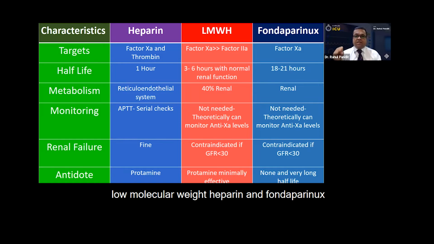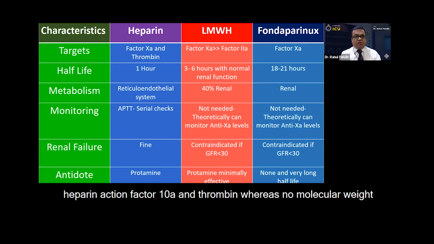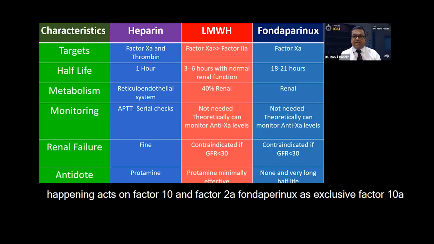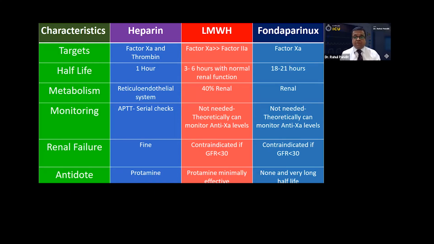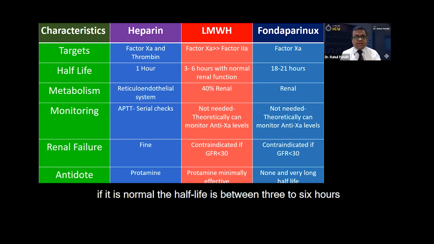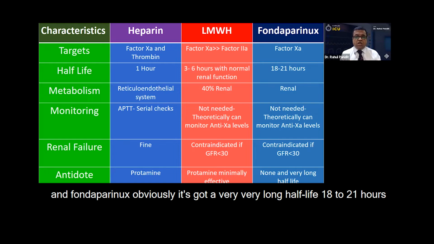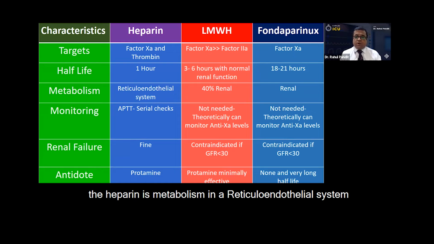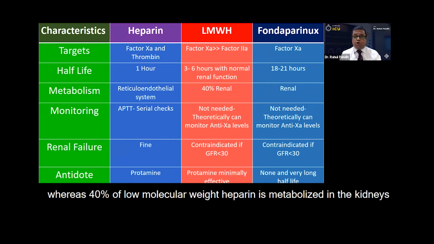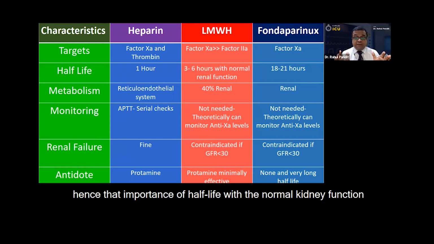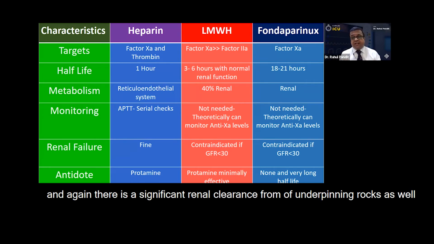Heparin, low molecular weight heparin, and fondaparinux. Heparin acts on factor 10A and thrombin, whereas low molecular weight heparin acts on factor 10A and factor 2A. Fondaparinux acts exclusively on factor 10A. Half-life of heparin is only 1 hour, whereas renal function is a very important integral part of the clearance of low molecular weight heparin. If it is normal, the half-life is between 3 to 6 hours. And fondaparinux, obviously, has a very, very long half-life, 18 to 21 hours. The heparin is metabolized in the reticuloendothelial system, whereas 40% of low molecular weight heparin is metabolized in the kidneys. Hence, the importance of half-life with normal kidney function.